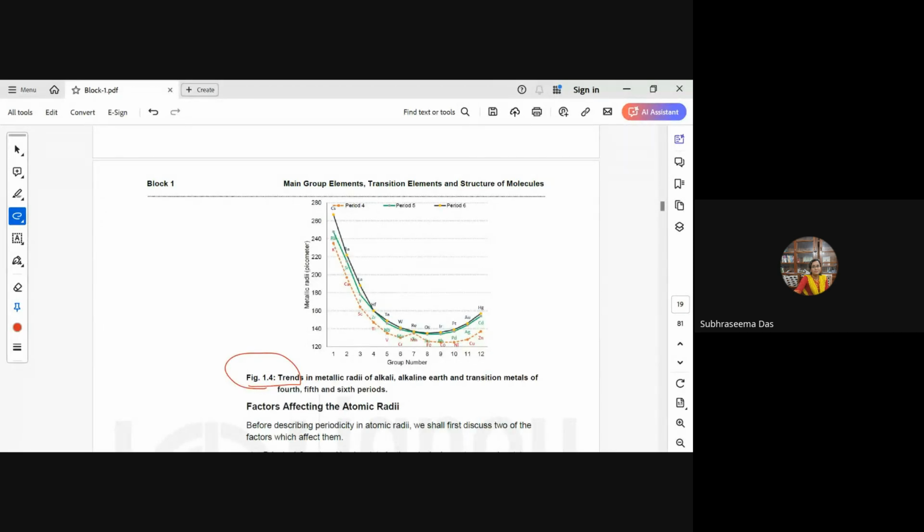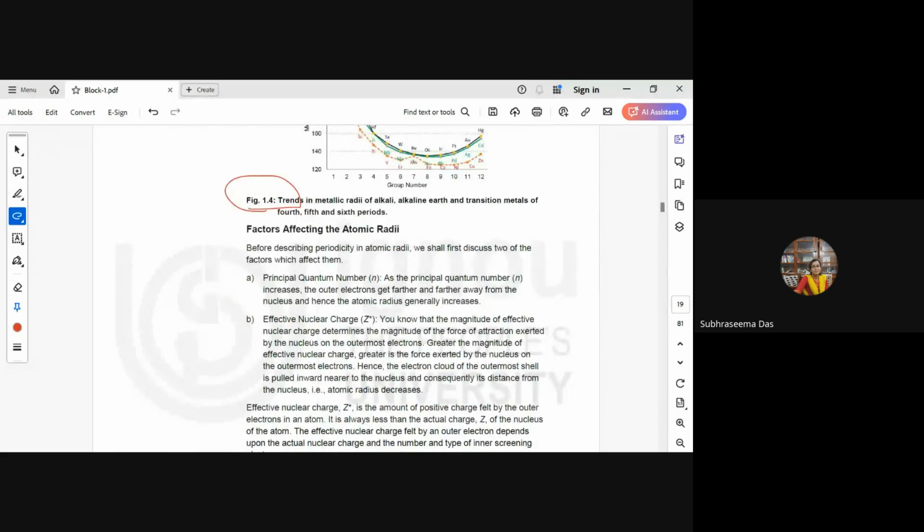In the transition metal series, although a decrease in the atomic radii and ionic radii occurs, the decrease is very gradual compared to group 1 and group 2. Now there are various factors that influence the atomic radii. So we shall first discuss two of the major factors which influence the atomic radii.